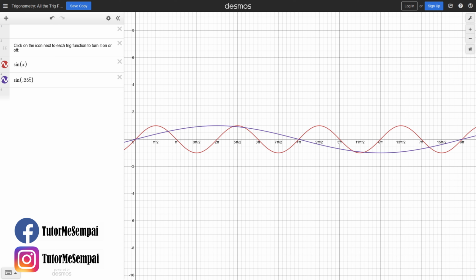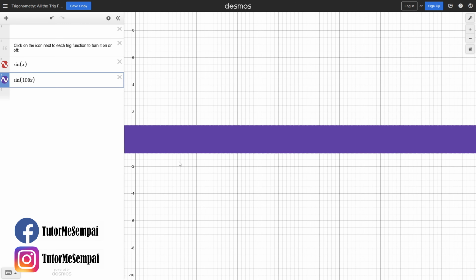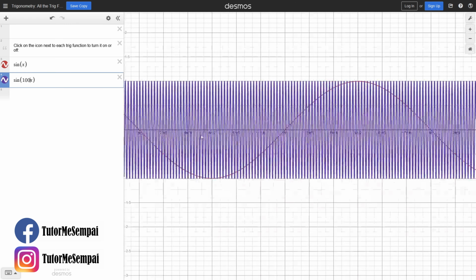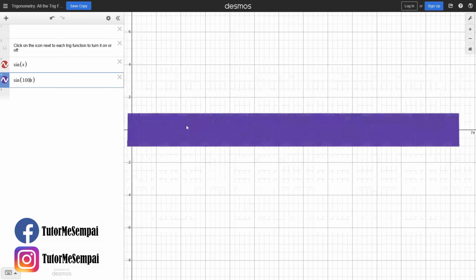So as this gets closer to 0, you're going to oscillate much slower. And as it gets further away from 0, you're going to oscillate much quicker. This is oscillating so fast that it actually looks like you just drew a rectangle here.